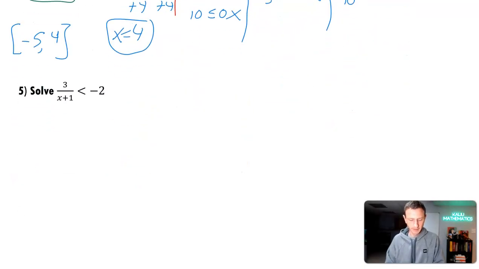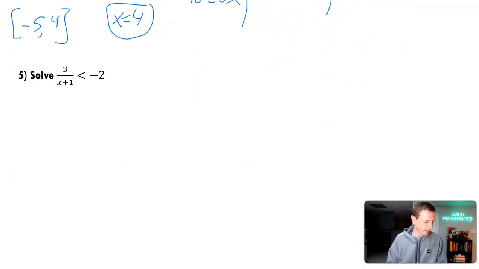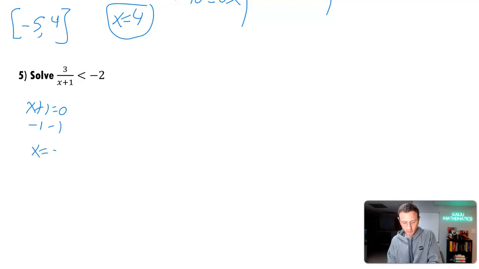All right, number 5. Same concept. We want to know what is going to happen with the denominator, so I want to set the x plus 1 equal to 0. I'm just trying to figure out what is going to make the denominator 0. So I subtract 1, x equals -1. So I have x equal to -1, and then solve the equation, just like we were talking about a second ago. So 3 over x plus 1 equals -2.